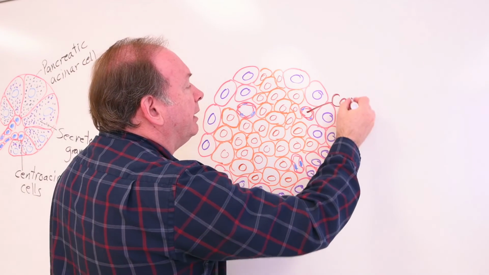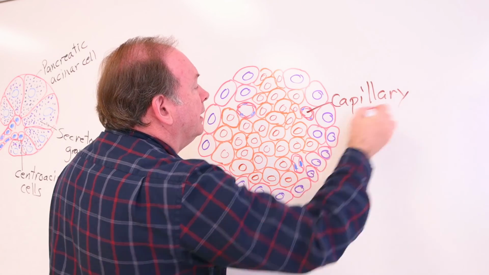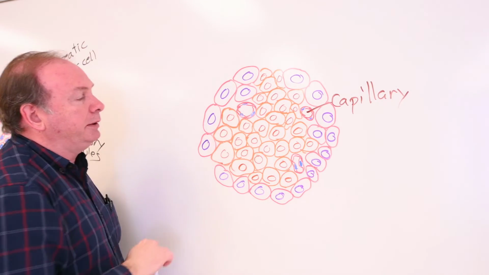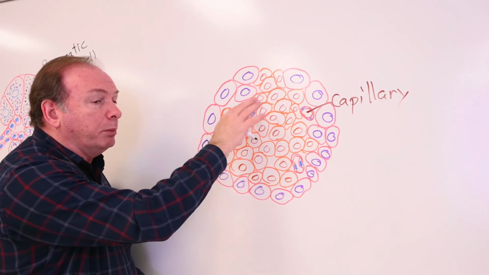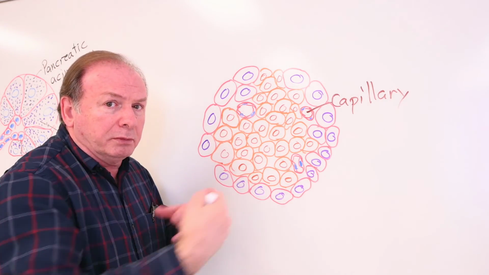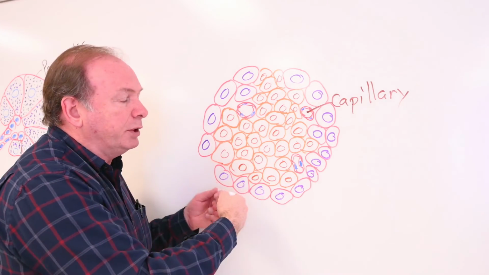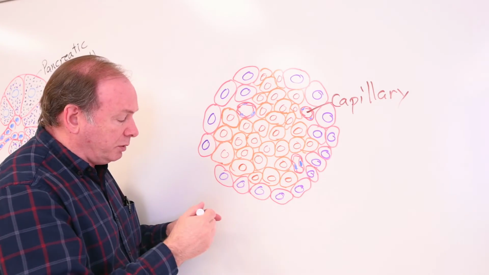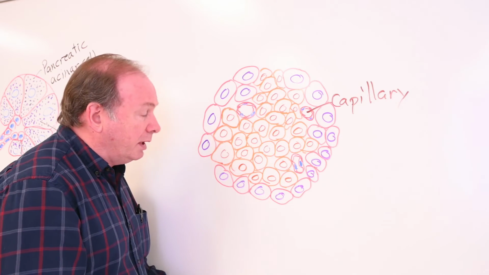So here's a capillary here. There's another capillary here, another capillary drawn in right here. So there's a blood supply of capillaries to carry the hormones that are produced into the bloodstream to get to their destinations elsewhere.